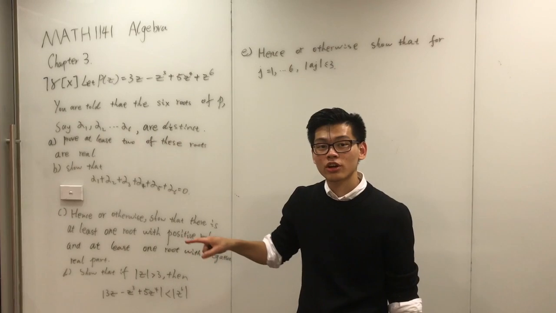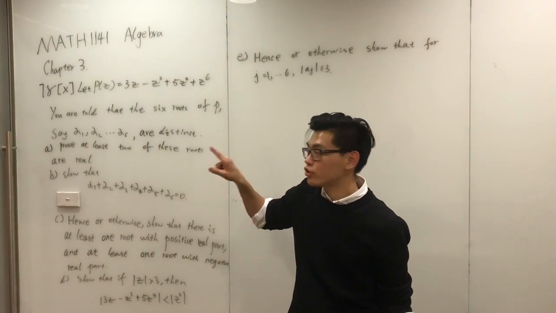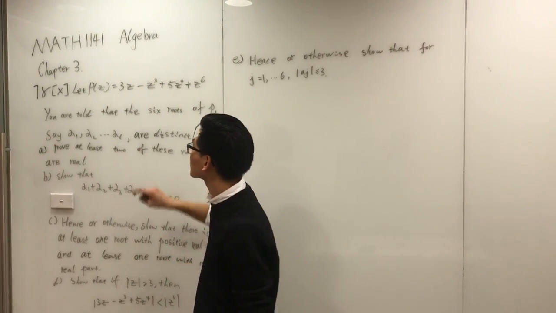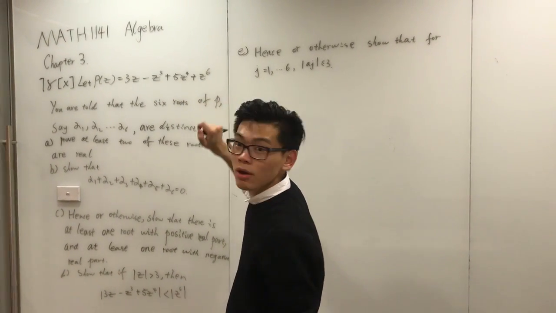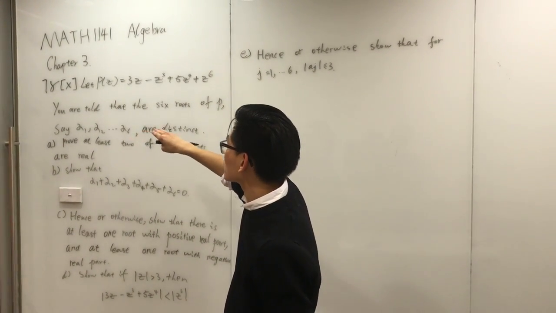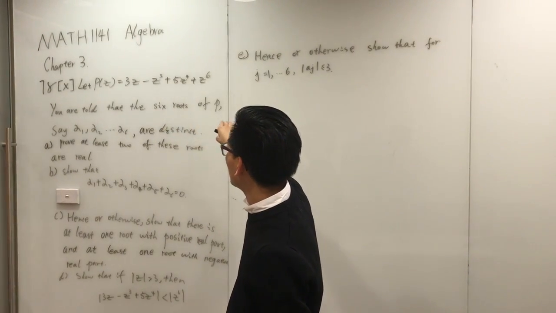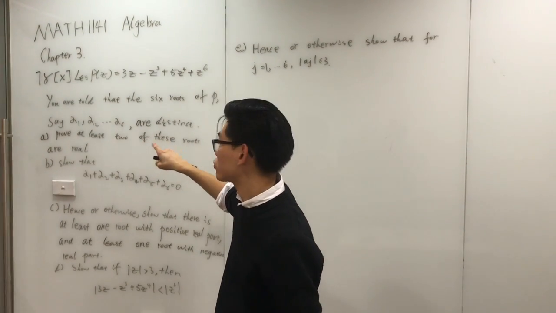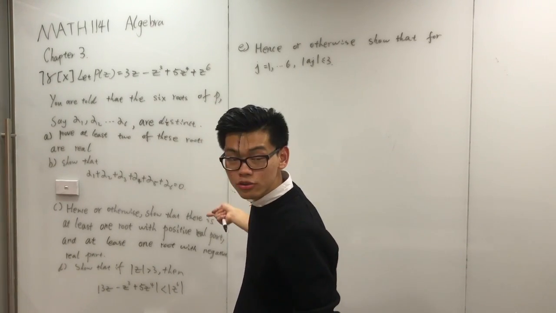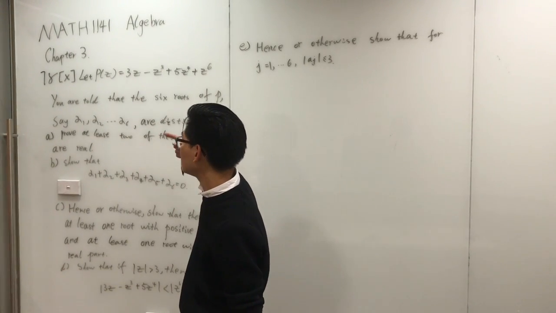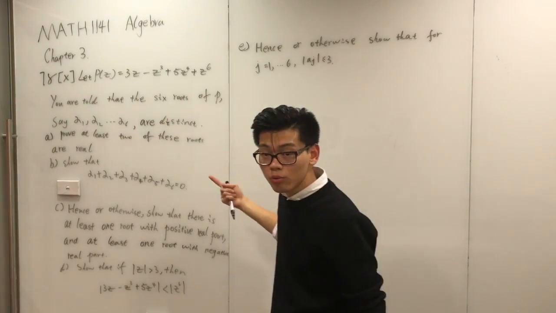So this time we'll talk about chapter 3, question 78. Next question. Let P(z) equal 3z minus z³ plus 5z⁴ plus z⁶. You are told that the 6 roots of P, say alpha 1, alpha 2, up to alpha 6, are distinct, so they are all different roots. Prove that at least 2 of these roots are real.